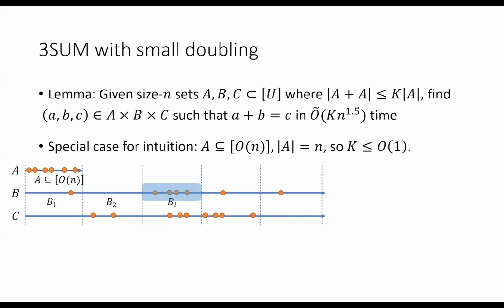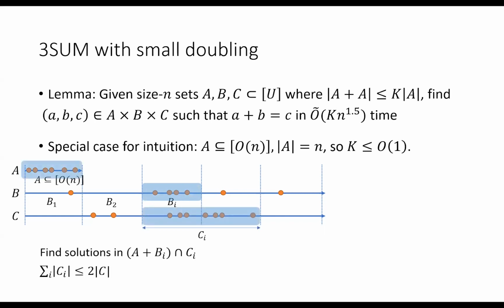And then we have the following simple observation. If we take the group Bi, then all the threesome solutions involving Bi must have the third integer coming from this group Ci. So it suffices to find solutions in A plus Bi intersect Ci. So this decomposes the threesome instance into a bunch of instances where each instance involves A, Bi, and Ci. And here, all the Bi's partition the set B, and all the Ci's do not partition the set C, but it's quite close. The sum of the sizes of the Ci is at most 2 times C, because each element in C is only included in at most 2 Ci's.